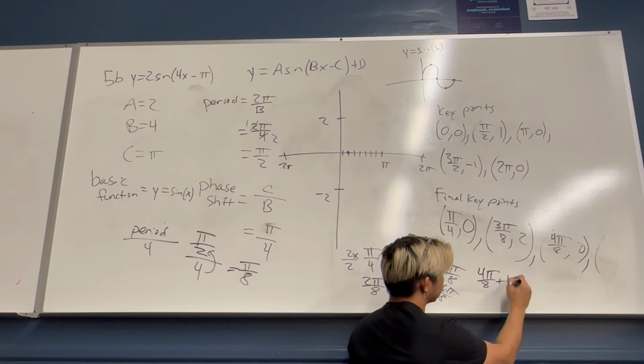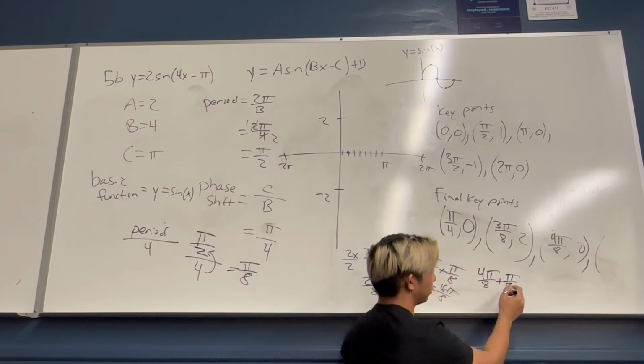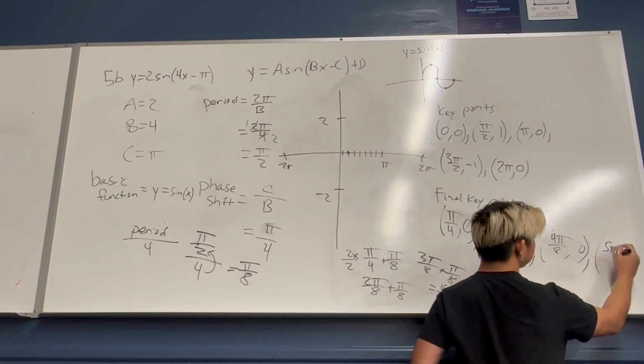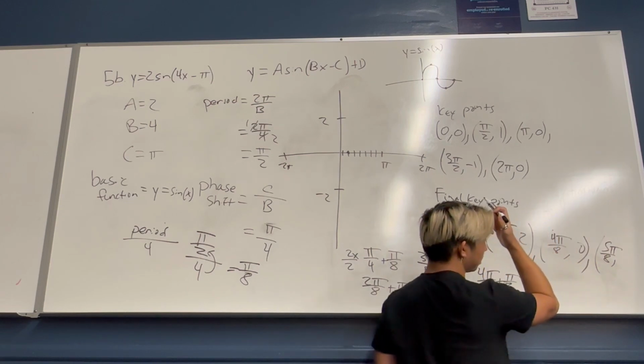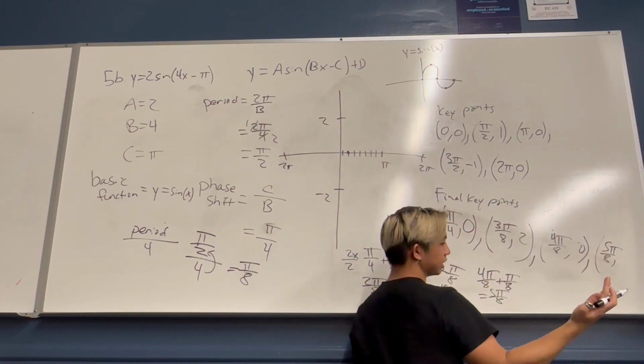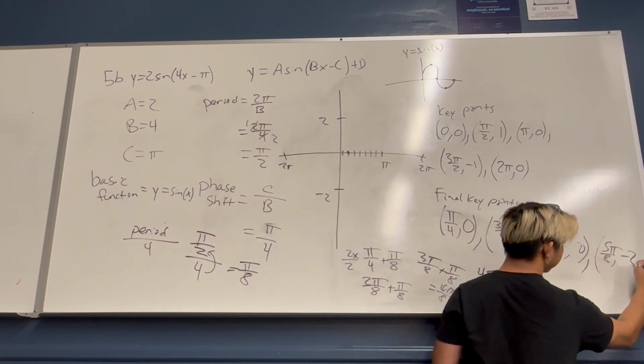And then our next coordinate is going to be 4 pi over 8 plus pi over 8. So now what do I get? I get 5 pi over 8. So 5 pi over 8, comma what? We found here it's -1, right? So -1 times 2 is -2.